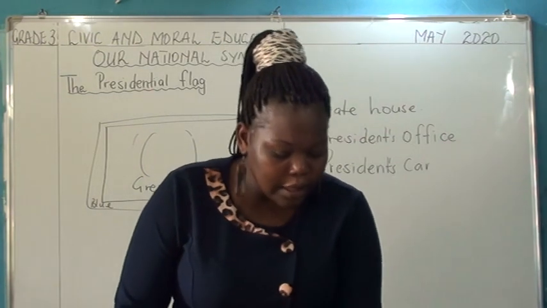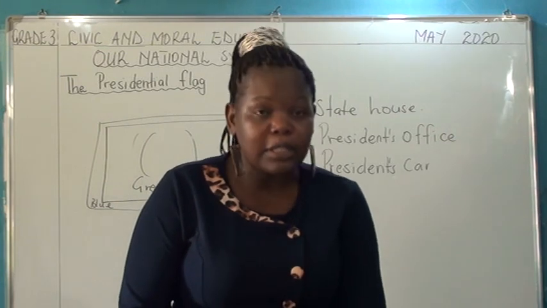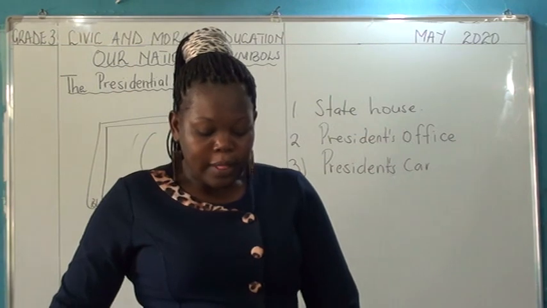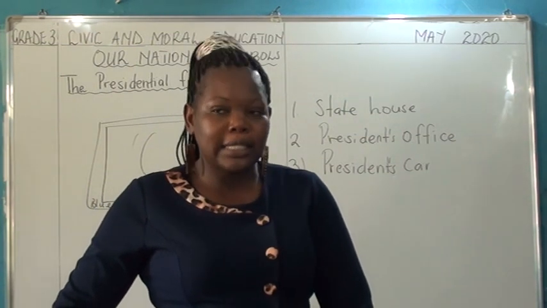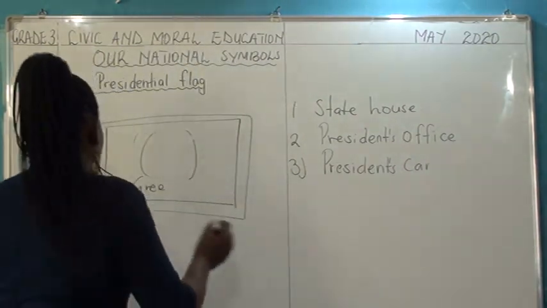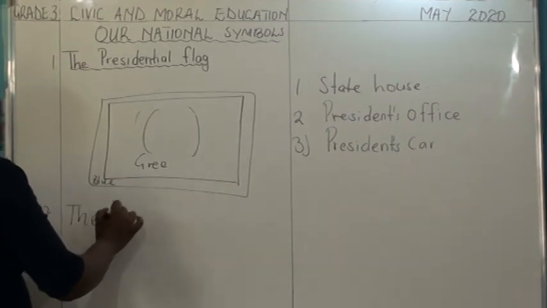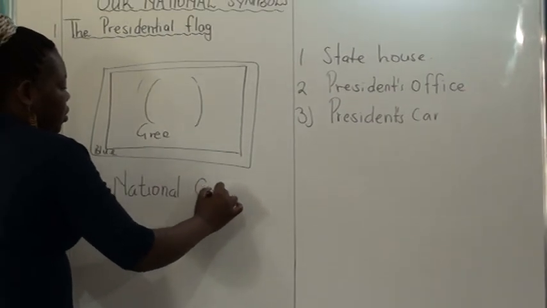So with those few remarks, we don't need to go so much deep into it about the presidential flag. I will also take you through the Constitution as the next national symbol, the National Constitution of Tanzania. That is number 2. The National Constitution.